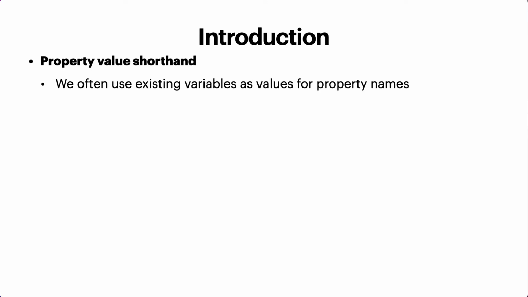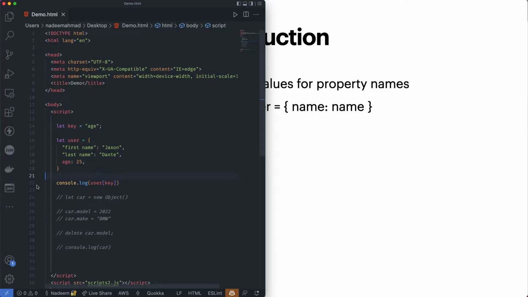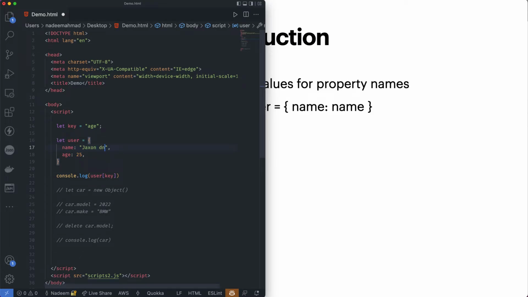Property value shorthand. We often use existing variables as values for property names. For example, let's say we have an object. This user has, for example, a name, and I'm talking about, for example, full name over here. Okay, and I want to assign it a value from another variable. So I can do something like this, and I can assign this variable to this one.